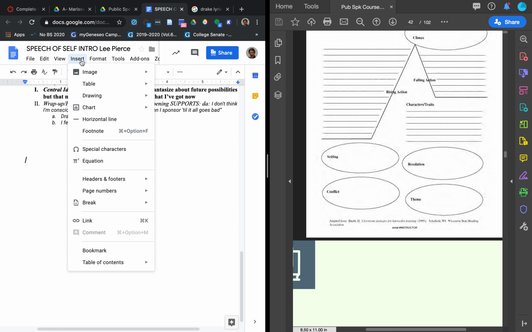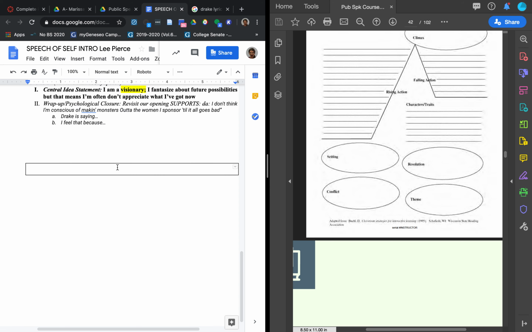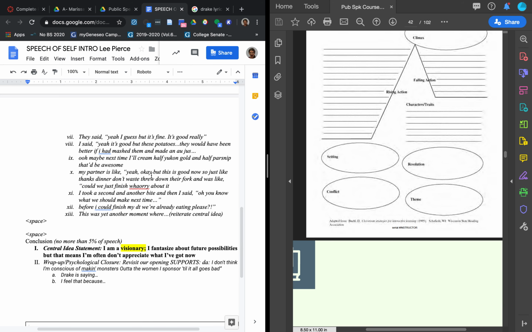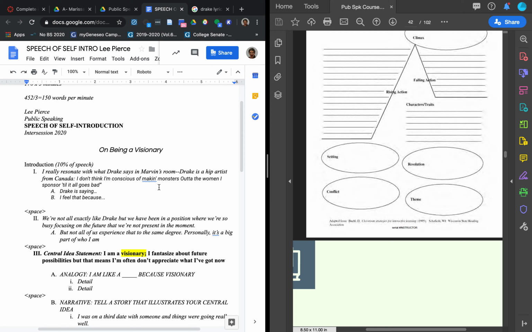All right, so I'm just going to go ahead and insert a square, like a shape. Let's make a table. All right, so here's our note card. So what do we need to put on there? Well, let's see. Opening, Drake.